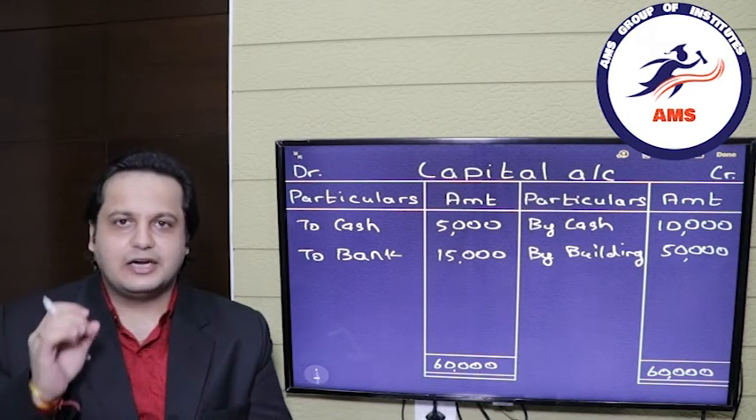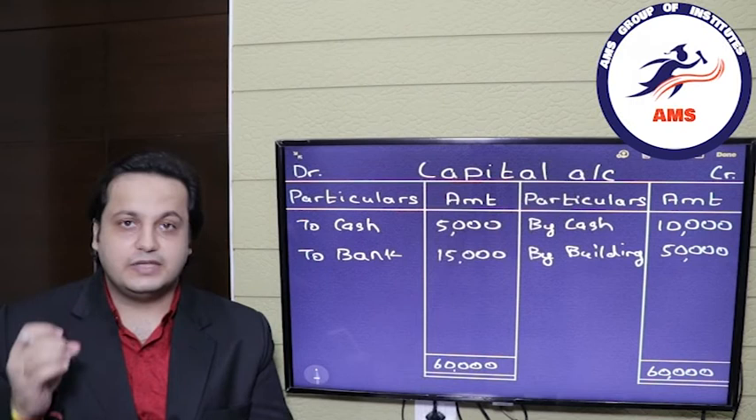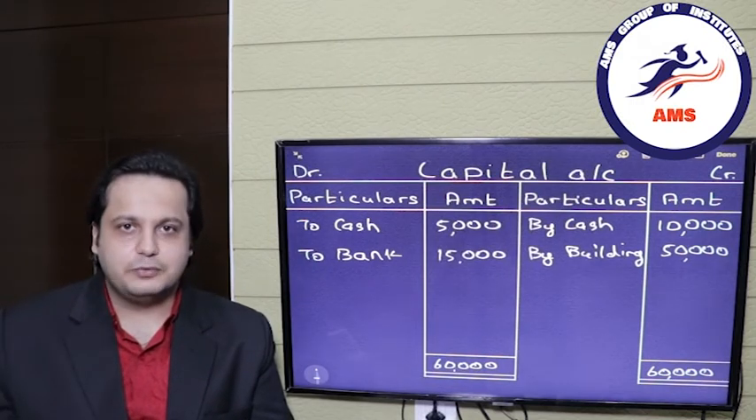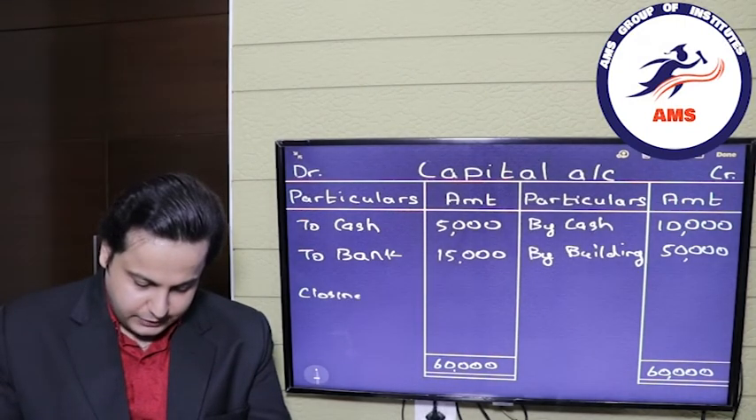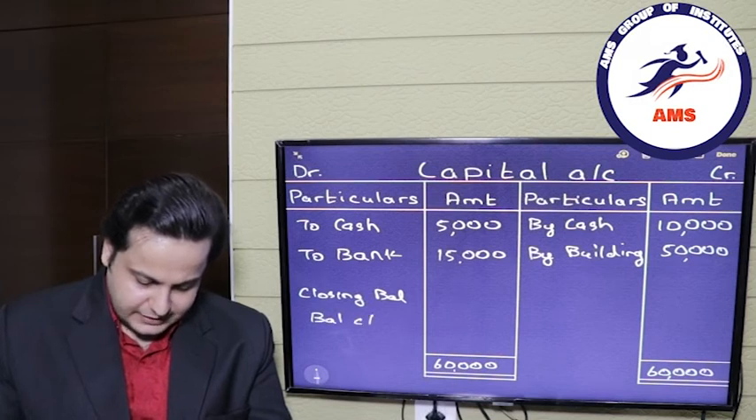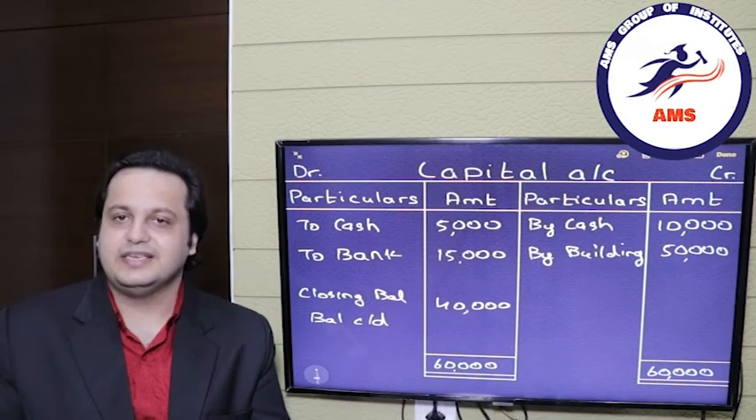Now it's time for calculating the closing balances. The credit side is 60,000. The debit side is 20,000. So we have a balance of 40,000 rupees. So the closing balance, or we can say the balance carried down, both of these are the same thing. It will be 40,000 rupees.